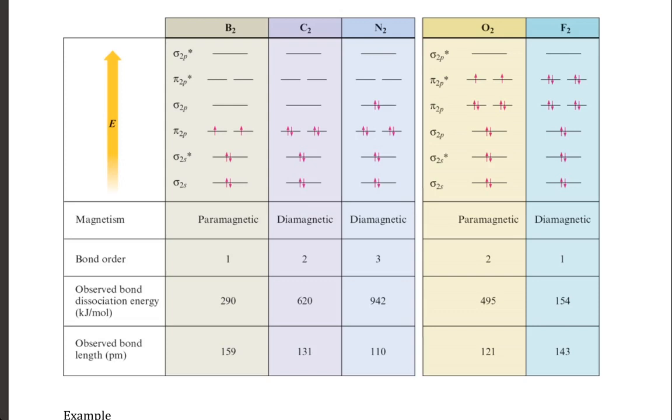Notice that O2 does have unpaired electrons, so we would expect it to be paramagnetic. F2 does not, N2 does not, C2 does not. Those would all be diamagnetic. B2, also unpaired electrons. Calculate from each of these the bond orders. Make sure that you agree with those numbers.